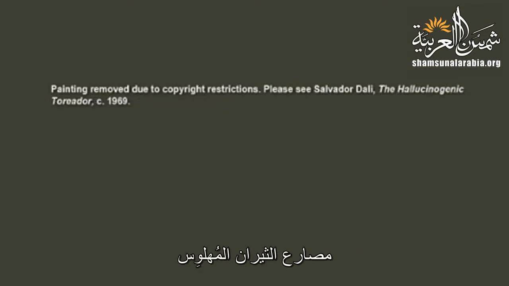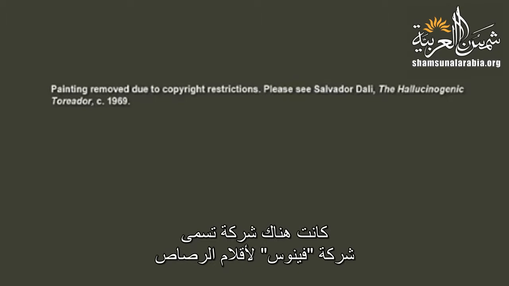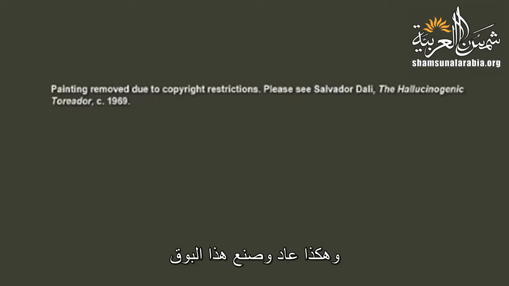The Hallucinogenic Toreador. Okay, he went outside one day in Manhattan to buy some pencils. There was a company called the Venus Pencil Company, you see? And so he came back and made this trompe l'oeil. So this is the toreador. Do you see the breast here is the nose? There's the face. There are the flies, or the tam, and here's the cape, and so on.